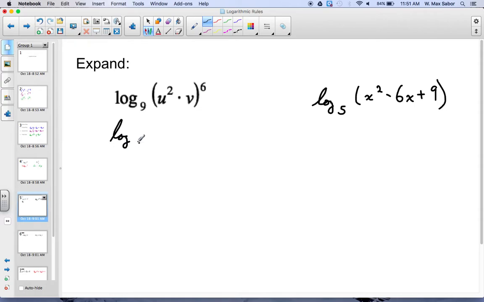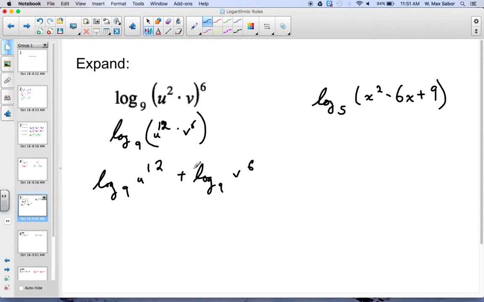I like that. Log base 9 of u to the 12th times v to the 6th, which is the same thing as log base 9 of u to the 12th plus log base 9 of v to the 6th, and this is by the product rule. Then if we use the power rule, the power inside becomes a coefficient outside. 12 log base 9 of u plus 6 log base 9 of v. So these are the same thing.